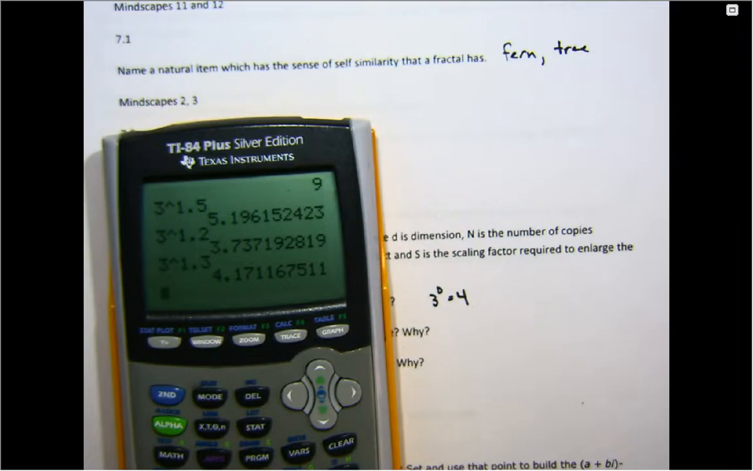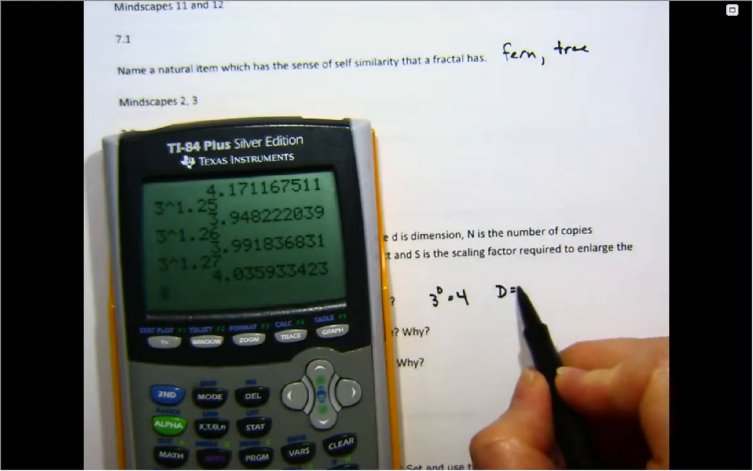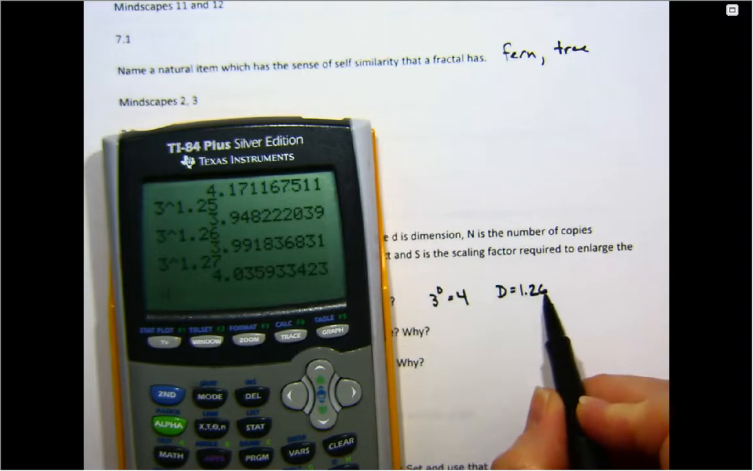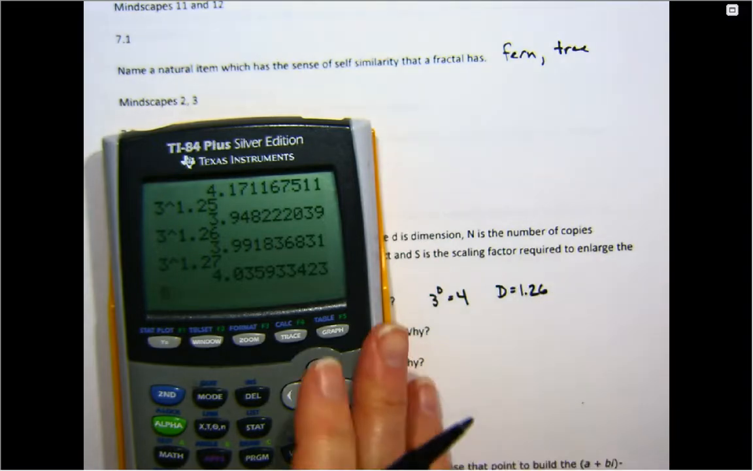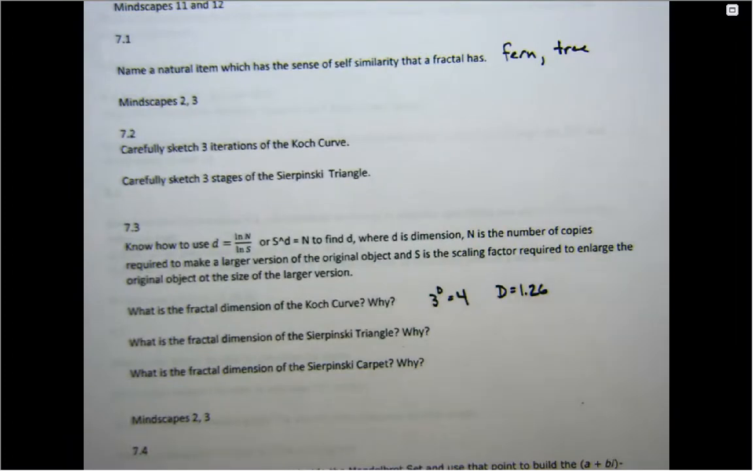So now I'm going to use a hundredths place. I'll say 1.25. That's closer. Let's try 1.26. That's only 1/100th away. Okay, so the 3.99 is 1/100th away, so I'll say the dimension is 1.26. So you should have to go out to 2 or 3 decimal places here so that you're within 1/100th.